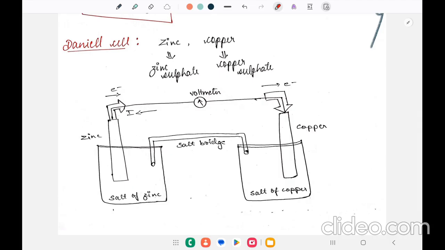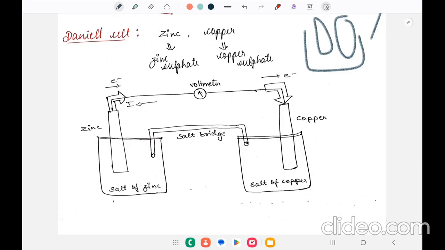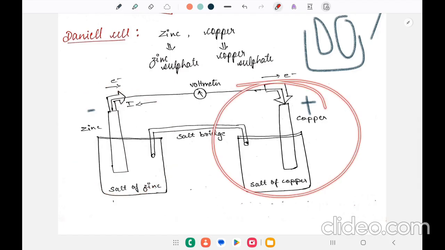The two half cells are connected externally by a voltmeter and a switch, and the electrolytes are connected internally with a salt bridge. If both the electrodes are dipped in the same electrolytic solution, a salt bridge is not required. So if we place both the rods in the same solution, then the salt bridge is not required. Now we will see the half cell reactions. Here we can understand that this is negative and this is positive. That means this functions as an oxidation half cell while this functions as a reduction half cell.